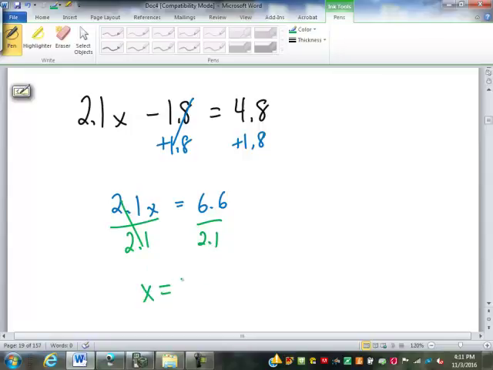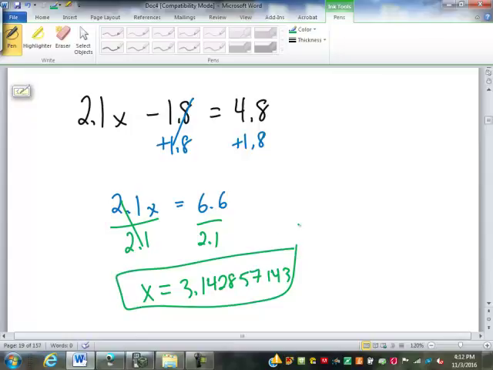X would equal 3.142857143 approximately. At this point, I'm going to trust you either divide it out or you're going to use your calculator, one of the two. I have no problem with decimals with using your calculator. That's one of the reasons why decimals have come into play, is because you can use the calculator on it. Any questions?